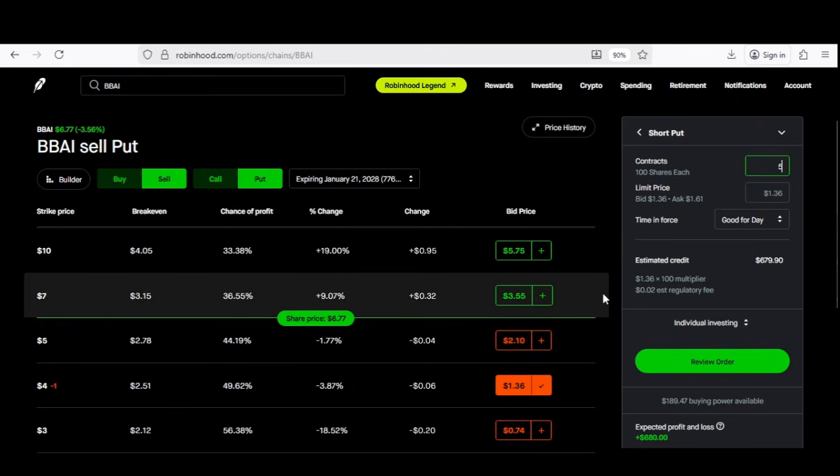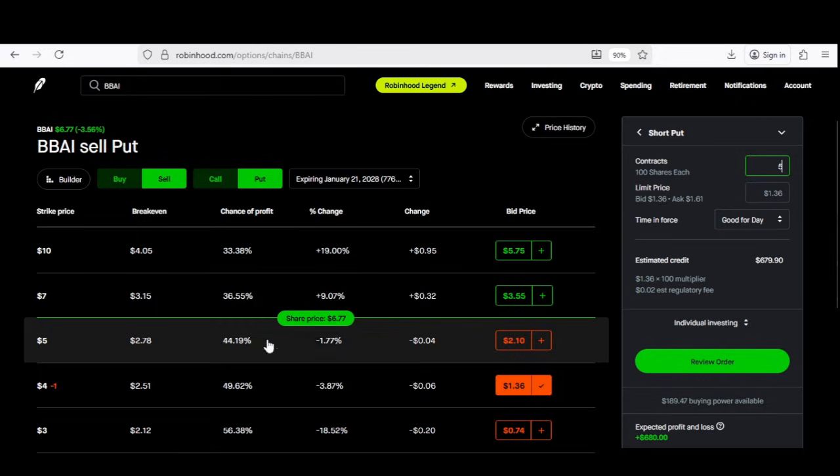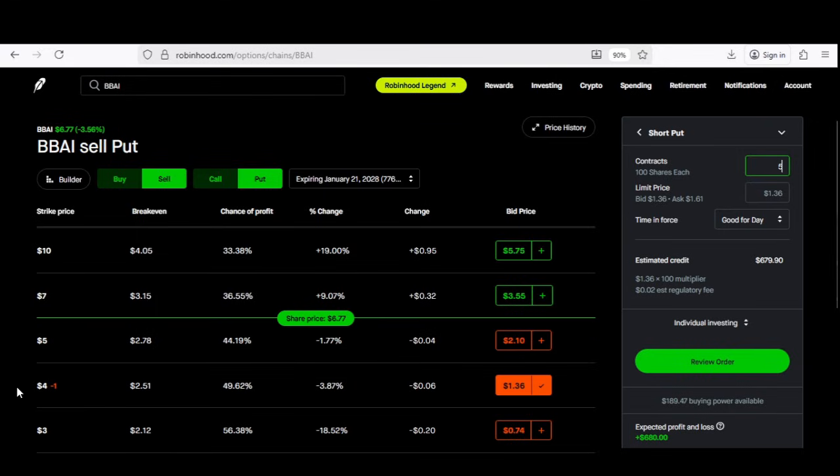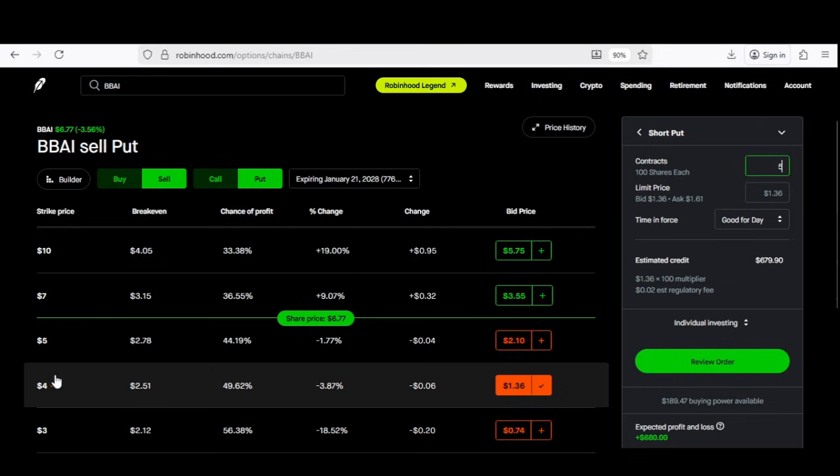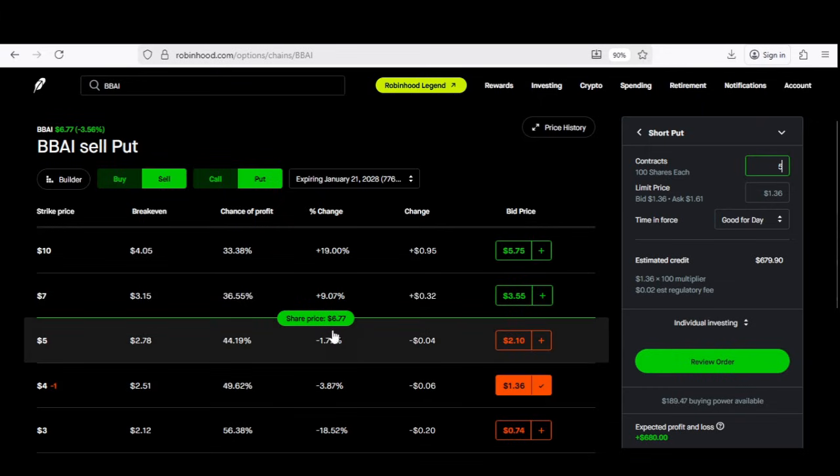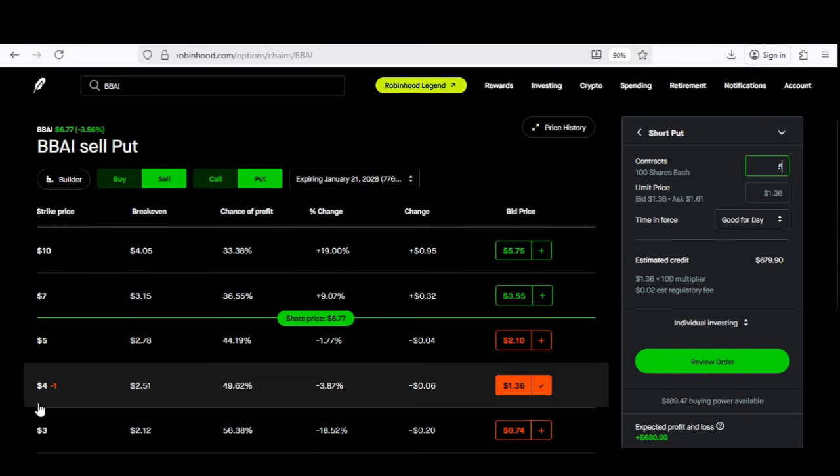Now, it is a very nice bullish option strategy because although you have the belief that the share price is going to continue going up or trade sideways or not going to hit your $4 strike price, you have a backup plan. Your backup plan is that if the share price does decide to drop below the $4 price, then you're going to be forced to pick up 400 shares at a $4 strike price as opposed to at a $6.77 strike price. So even if the trade does work against you, you're still going to be getting a bargain.